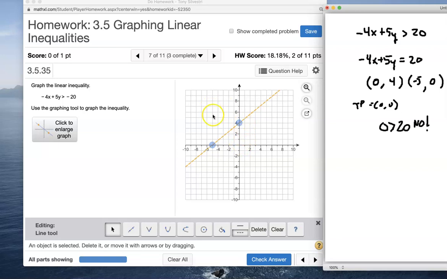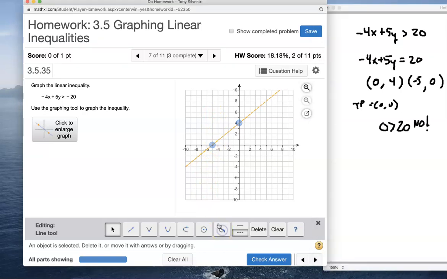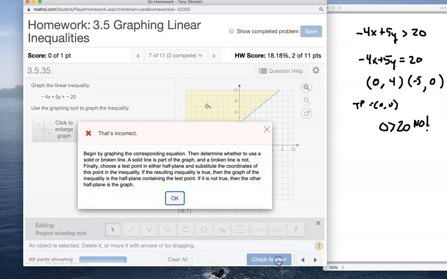And how do you select that opposite side? You got this little paint can right over here. See this little paint can? Click it. Go up here. Click it. And just click it, and it dumps some paint in that area. And let's see if that works.